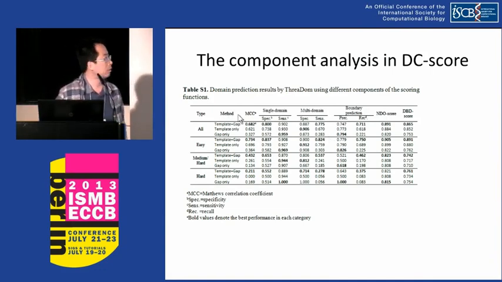In the domain control score, we have 3 items. That is template, internal gap, and terminal gap. We tested these components, and we found that when we use template and gap together, we get a better result.